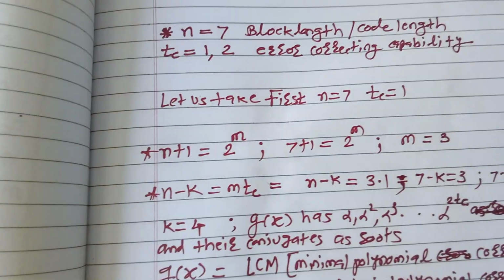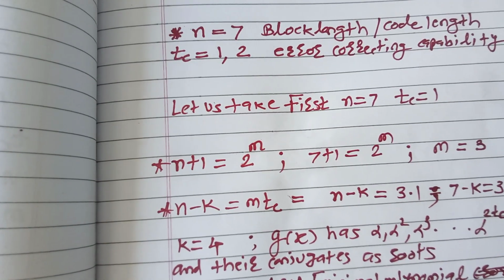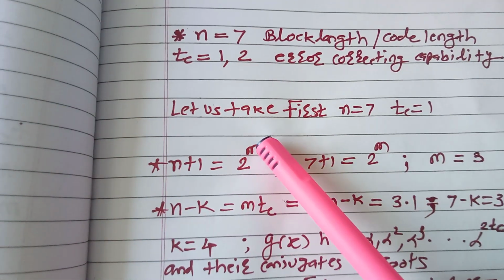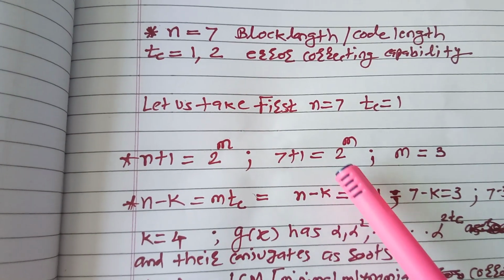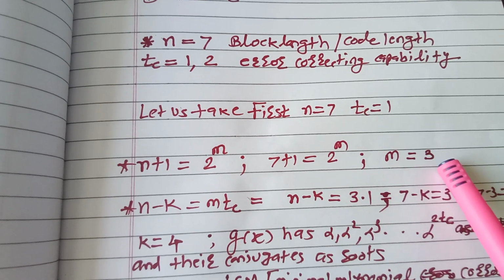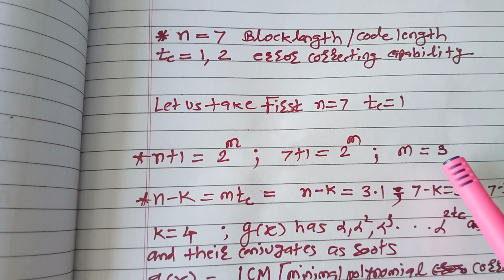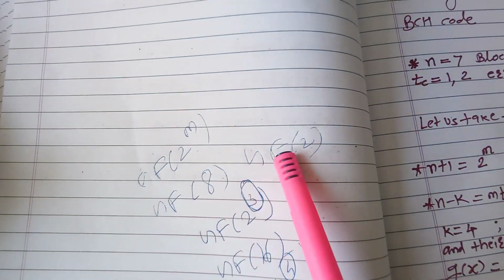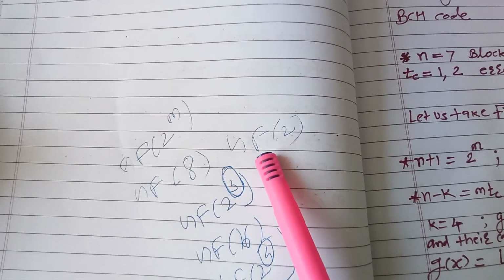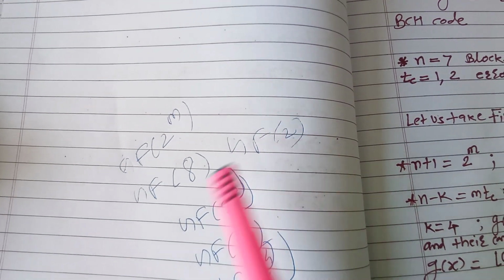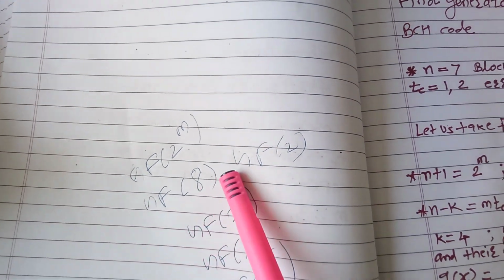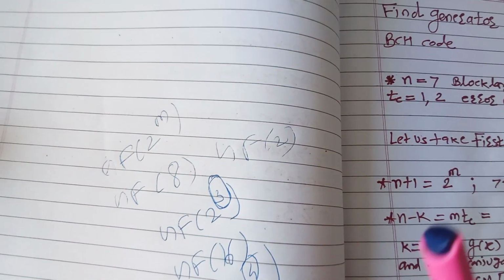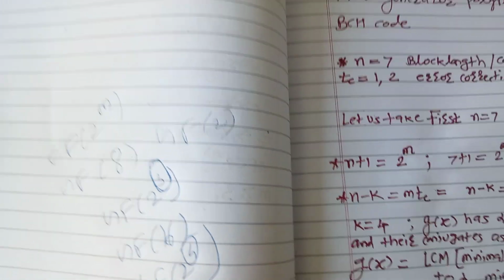So here m you have to find. So for that the equation is n plus 1 is equal to 2 raised to m. So 7 plus 1 is 2 raised to m. That means 8 is equal to 2 raised to m. So m equal to 3. So that means you are using Galois field 8, which is an extension field obtained from Galois field 2. That means coefficients are either 0 or 1. And we have obtained the elements 0 to 7. So that basic you should know, and we have already done many videos on these basics.